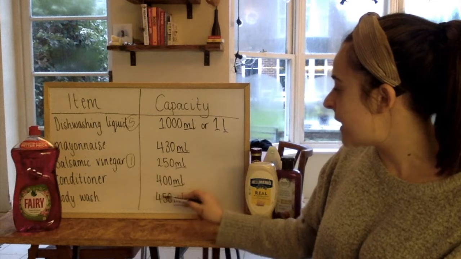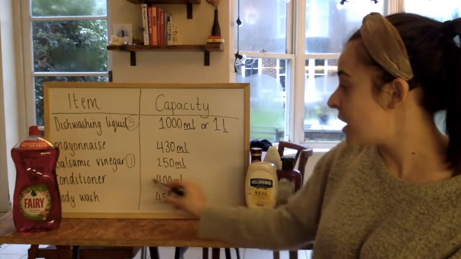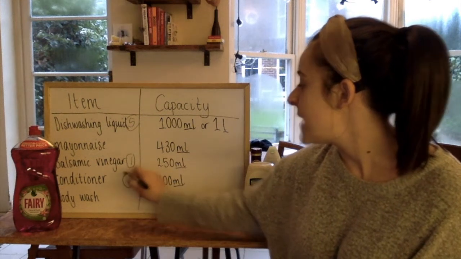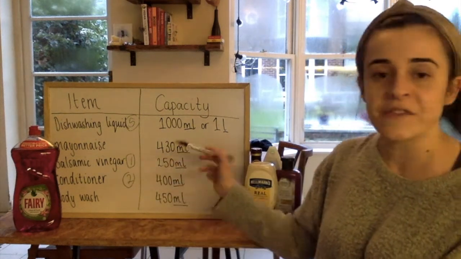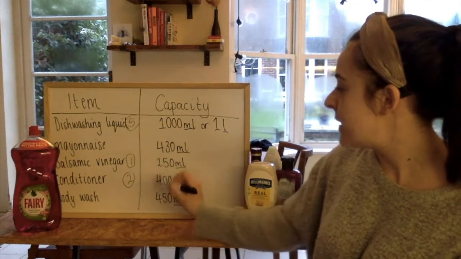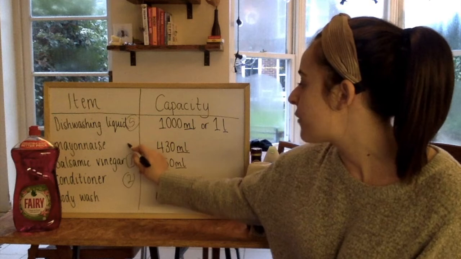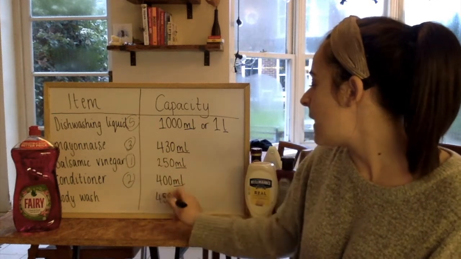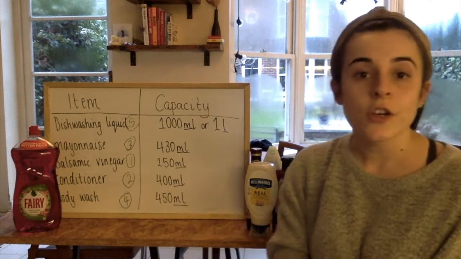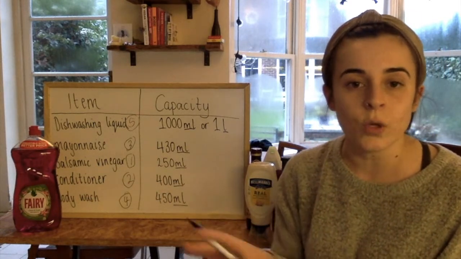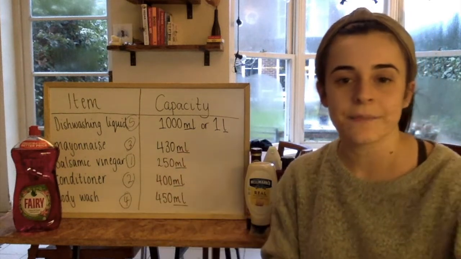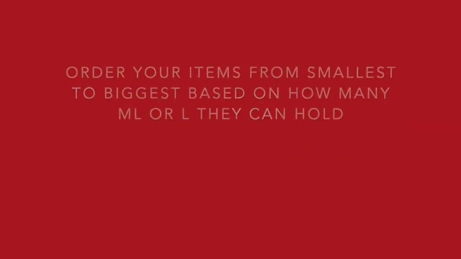So after 250, we'll go conditioner because it's 400 exactly, okay? The next biggest, what's bigger, 50 or 30? 30 is lower, so we're going to put 30 as 3, and then 4 is my 450 ml body wash, okay? So your job right now is to go and order your items from smallest to biggest, okay? Off you go, I'll see you soon.